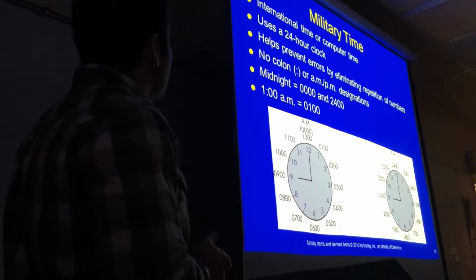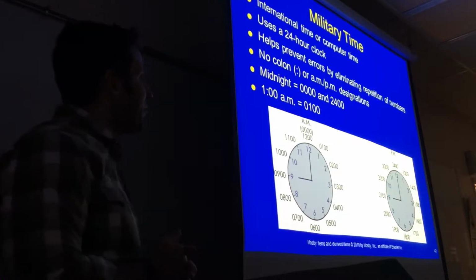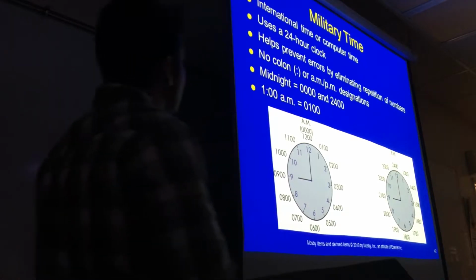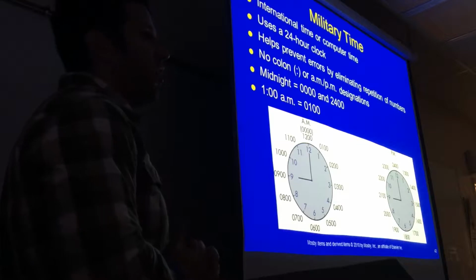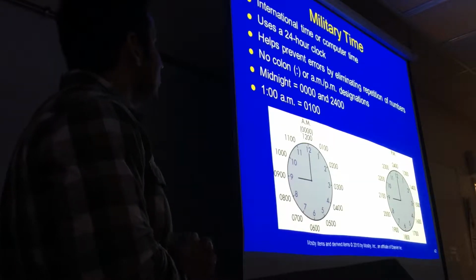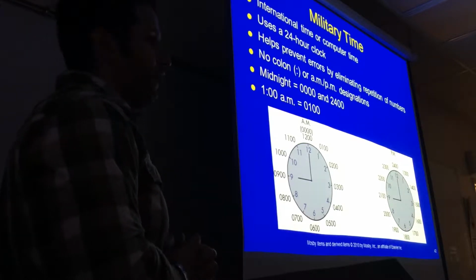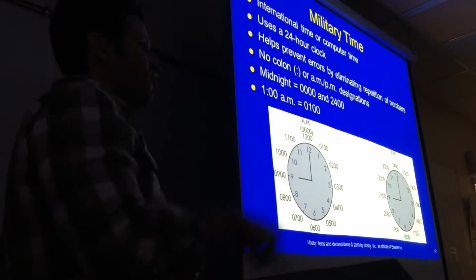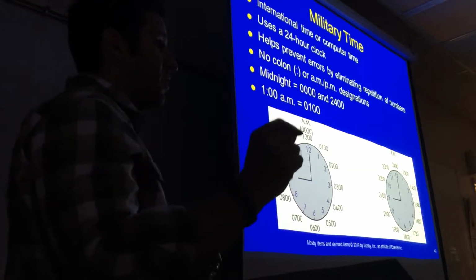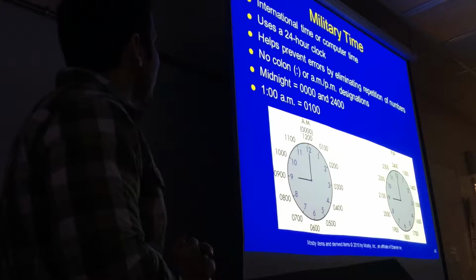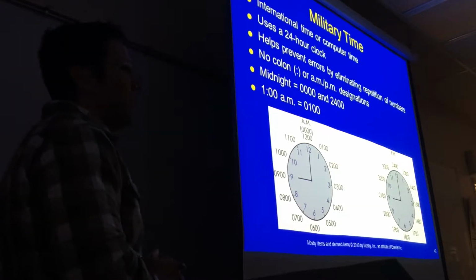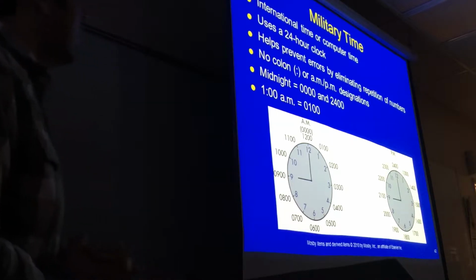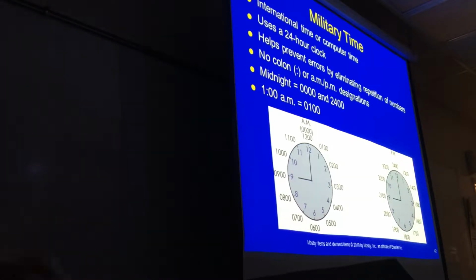But make sure you understand there's no colon or AM or PM designations. Everything goes from midnight, 0000, and goes for a 24-hour clock to 2400. So midnight is equal to 0000 and 2400. It's just depending if you're starting or finishing the day when it comes to math, okay? So 1 a.m., 1 in the morning, would be 0100, okay? And here's the clock to show it.